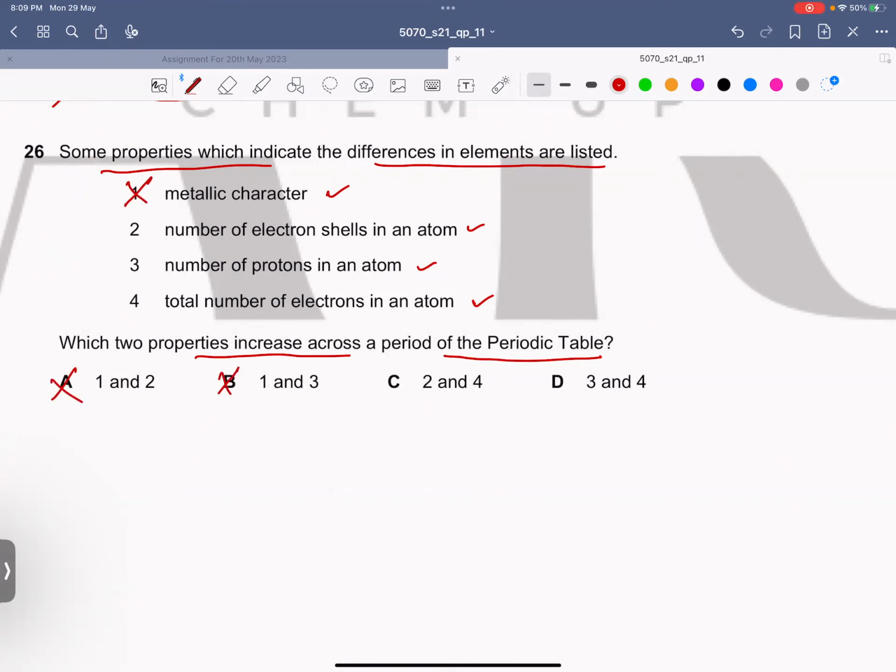The number of electron shells in an atom. So across the period, do the shells in an atom increase or remain the same? If we are in the same period and moving from left to right, does the shell number change? No. So statement 2 goes wrong, which makes C wrong. Now see, in this way you saved your time and you don't have to work on statements 3 and 4. And you got the correct answer, which is D.